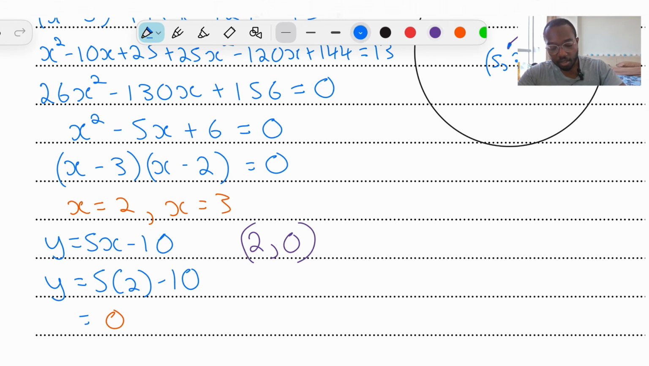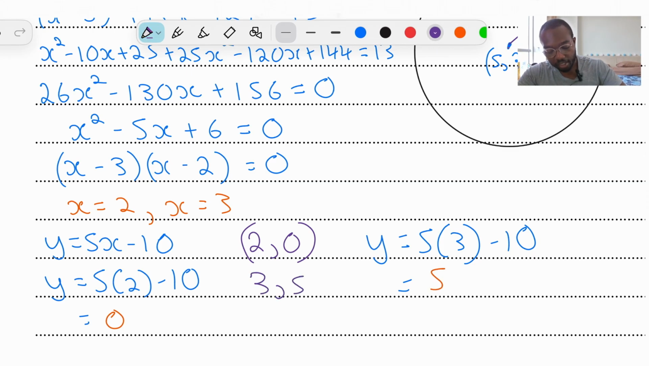And then when x is equal to 3, we do the same thing. We get y is equal to 5 times 3 minus 10. y would be 5. Therefore, our other coordinate would be (3, 5). Okay, so now we've worked out our coordinates. We know where that line hits the circle.